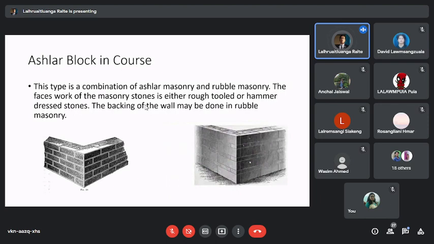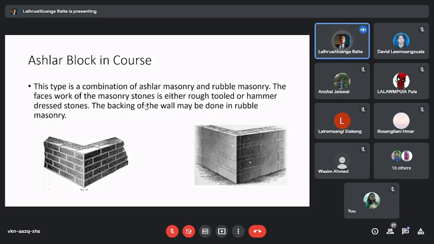Ashlar block is very similar to ashlar fine. It is also a combination of ashlar masonry and rubble masonry. So consider an ashlar fine on the facade part, and on the backing part you have a rubble masonry. Then you will have an ashlar block in course. The face work of the masonry stones is either rough tooled or hammer dressed stones. So that makes the difference. In ashlar fine, you always polish it and make it fine. However, in ashlar block, you have the option of making it fine or making it rough by using a hammer or chisel or any other type of roughening tool.